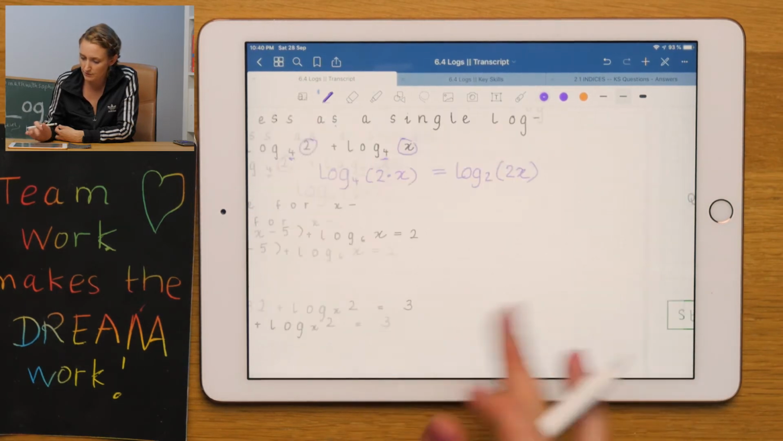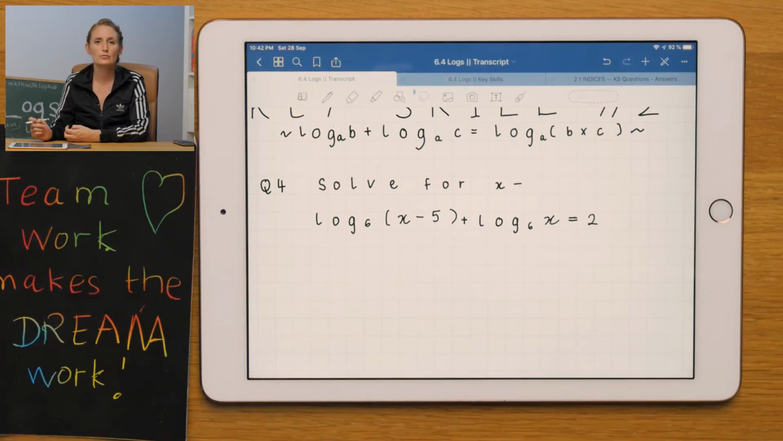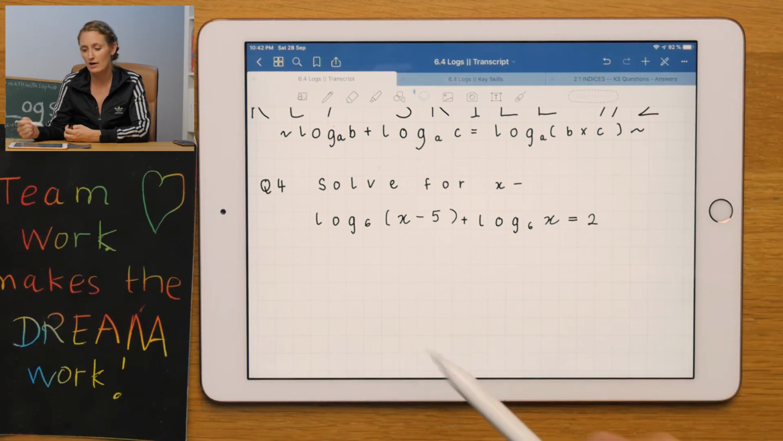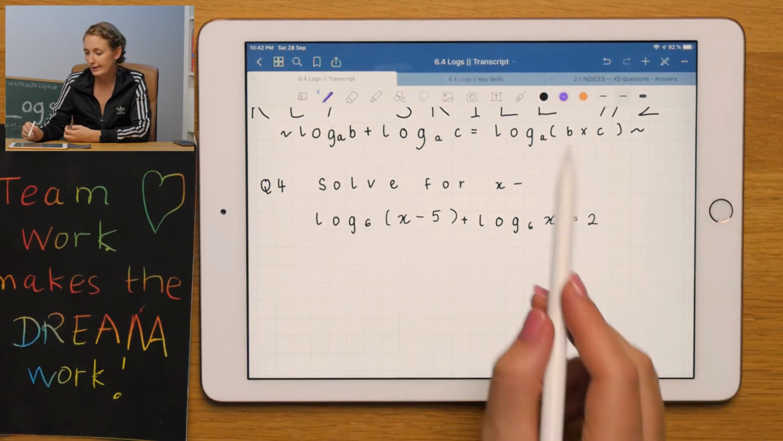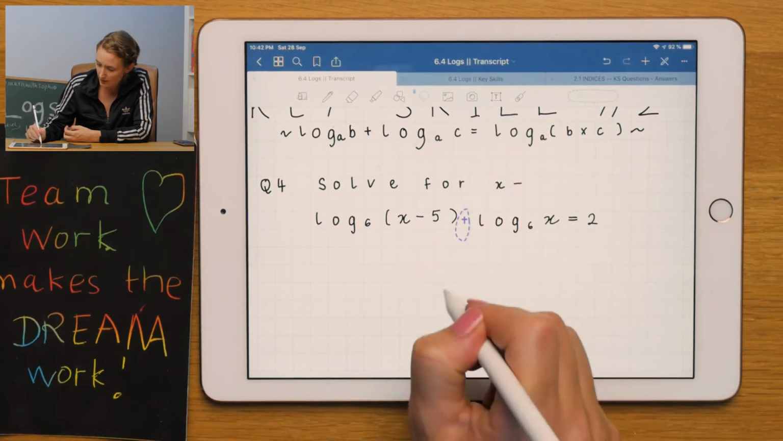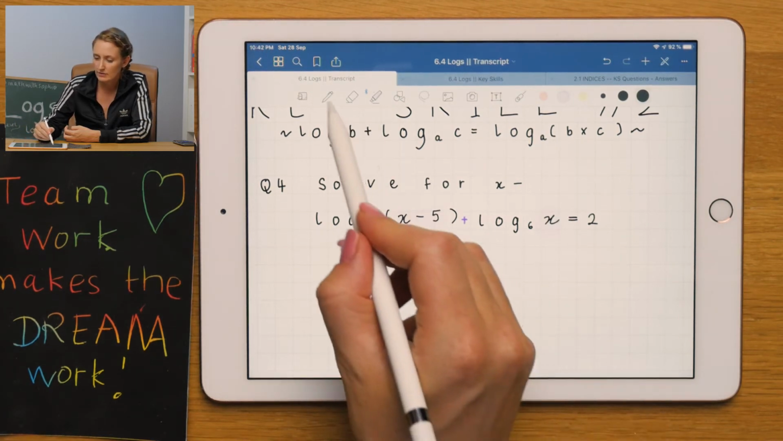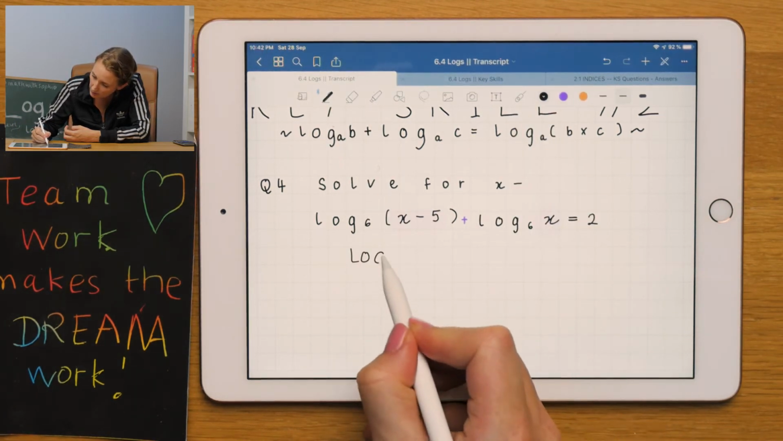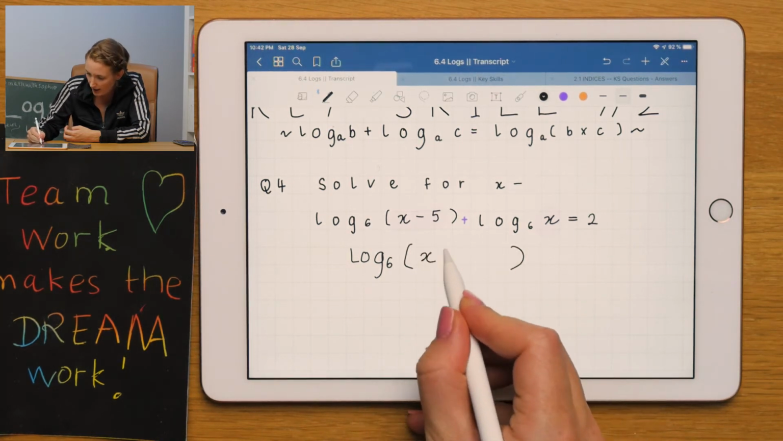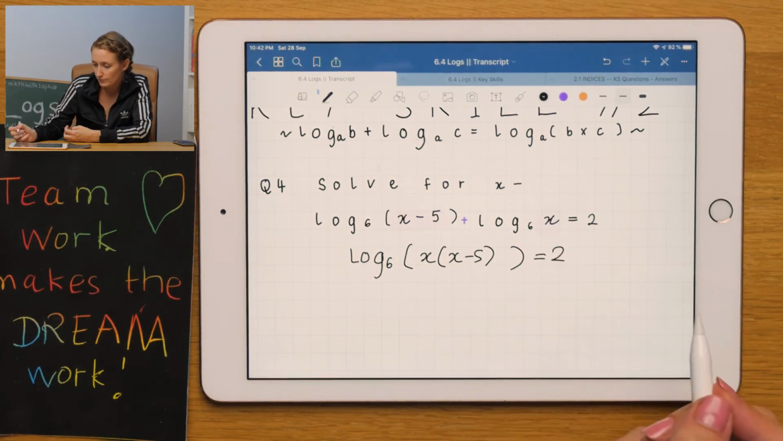Now, let's go to question 4. I think we're going to need a little bit more space. So where this rule really becomes useful is when you're given complex algebraic expressions that have logs inside. Things that look a little bit nasty, like this. Now, you see this plus here? This plus here means that we can change from having two logs that are added together to having one log. Okay, so we're going to have one log, and inside here goes this multiplied by this. So x multiplied by x minus 5. And that's going to equal 2.